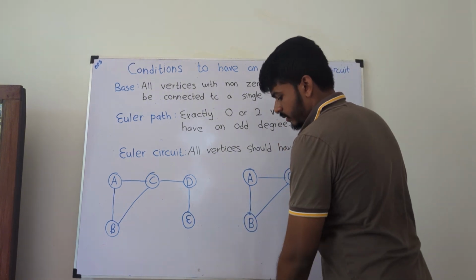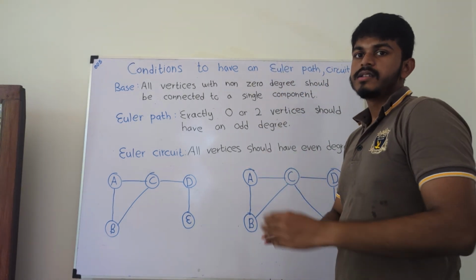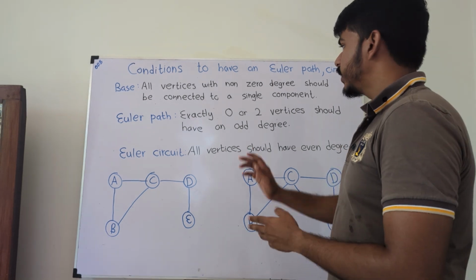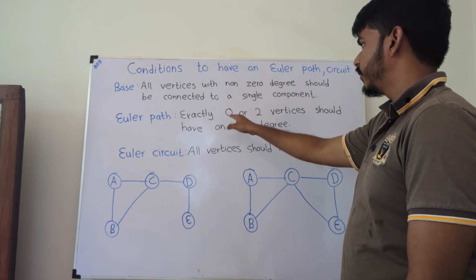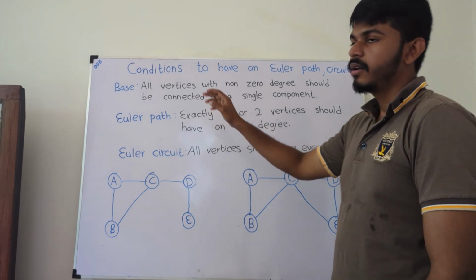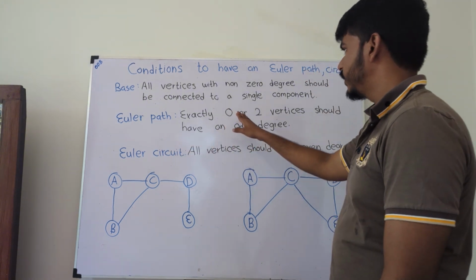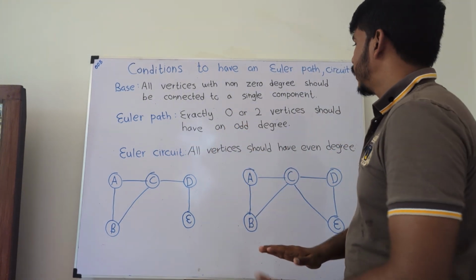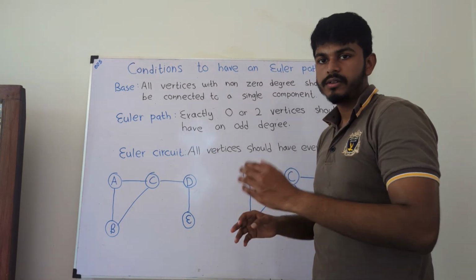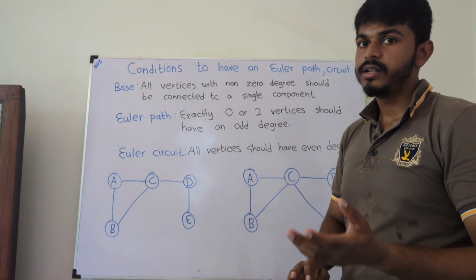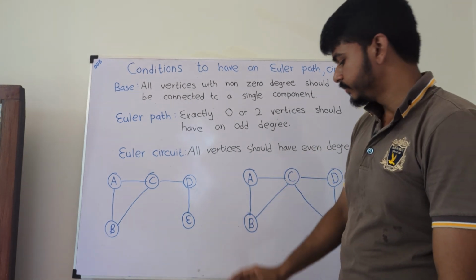Then to have an Euler path, we need to have exactly 0 or 2 vertices which have an odd degree. This 0 is because an Euler circuit is also an Euler path. That's why it is 0 or 2. Then to have an Euler circuit, all the vertices should have an even degree.